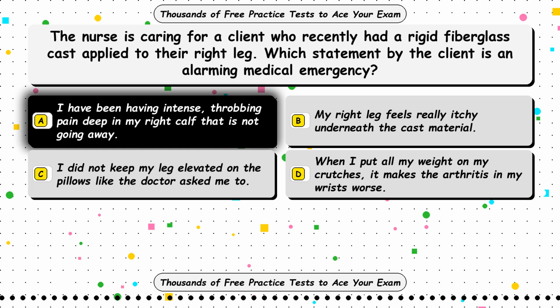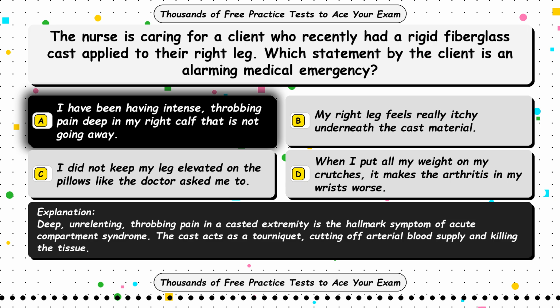The correct answer is option A. I have been having intense, throbbing pain deep in my right calf that is not going away. Deep, unrelenting, throbbing pain in a cast extremity is the hallmark symptom of acute compartment syndrome. The cast acts as a tourniquet, cutting off arterial blood supply and killing the tissue.